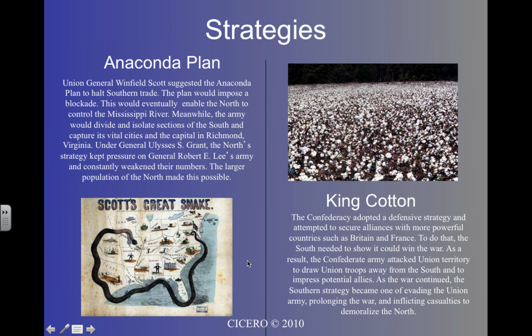And then on the southern side, you had something called King Cotton. What the Southerners did is they figured that they could basically defend their homeland long enough to make the North quit. So almost the same strategy that the colonies used during the Revolutionary War, to turn the war against the North, basically having people say it wasn't worth it, and finally just giving up the territory to the southern states.